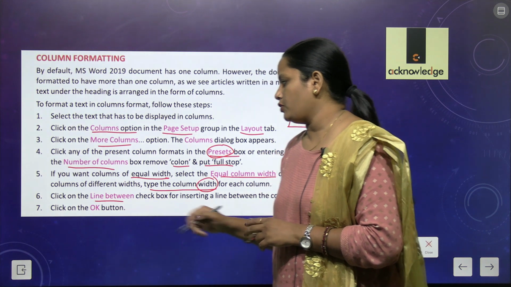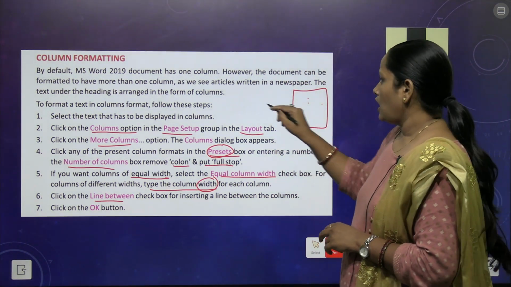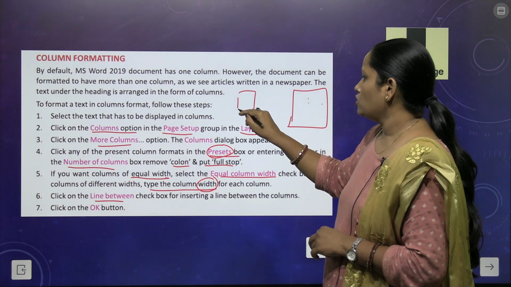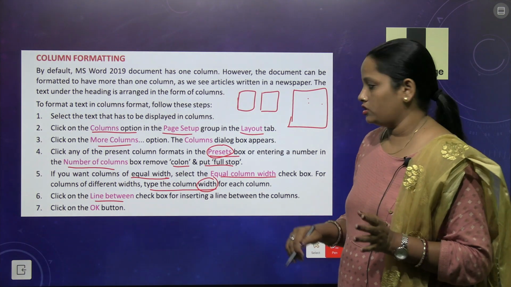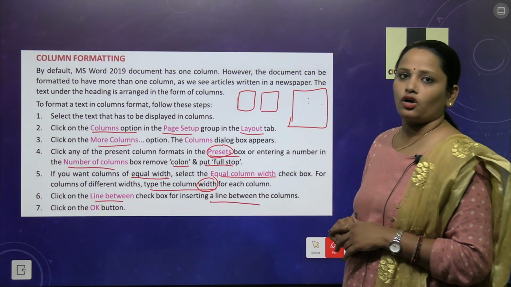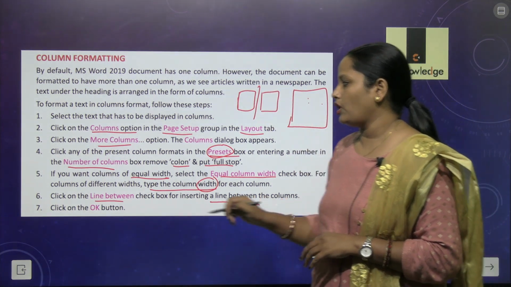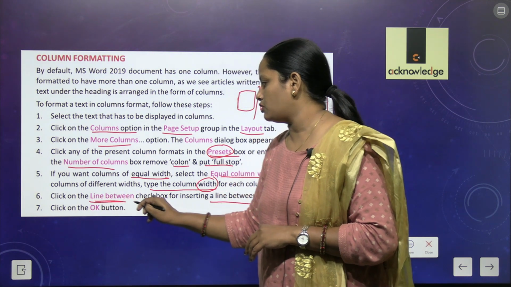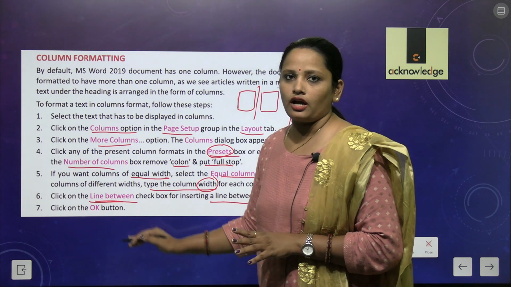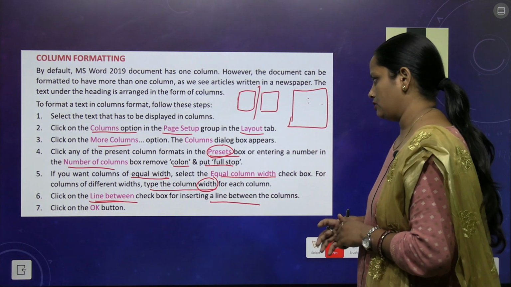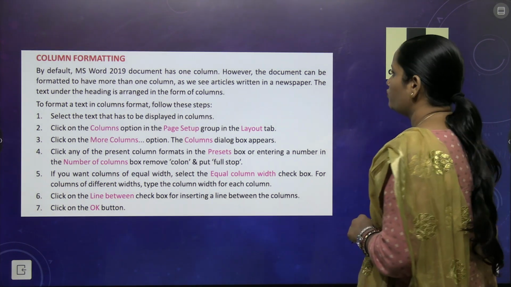Click on the Line between checkbox for inserting a line between the columns. So I have selected two columns, and if I want to insert a line between the columns, I have to click on this Line between option, and after doing this, I have to click on the OK button. By doing all this, our columns will be formatted.